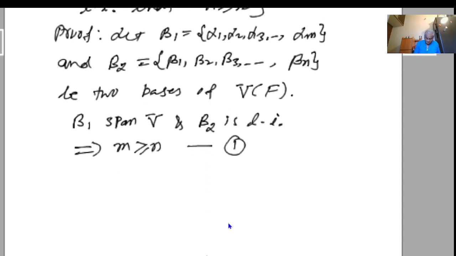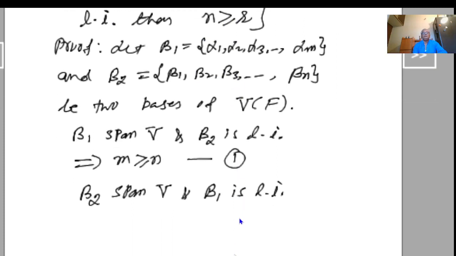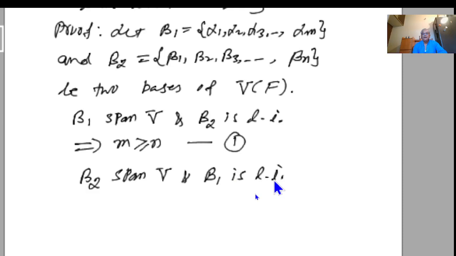Now similarly, B2 is a basis, therefore B2 spans V, and B2 is linearly independent. So I will write B2 spans V, and B1 also is a basis, therefore B1 spans V, and B1 is linearly independent. Here I will consider B1 is linearly independent. Again using this result, n vectors span V, r vectors are linearly independent implies that n is greater than or equal to r. So here B2 spans V, B1 is linearly independent, therefore the number of elements in B2 must be greater than or equal to the number of elements in B1.